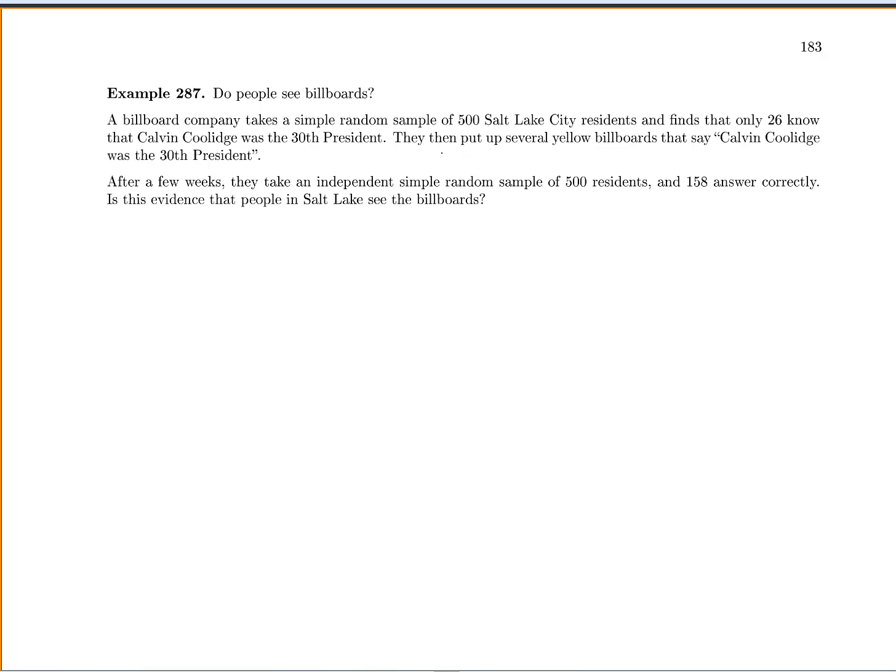After a few weeks, they take another separate independent sample. Remember, independent samples means the two samples didn't affect each other in any way. And 158 answer correctly. Is this evidence that people in Salt Lake see the billboards? So let's write our information that they gave us. We kind of have a before group and an after.